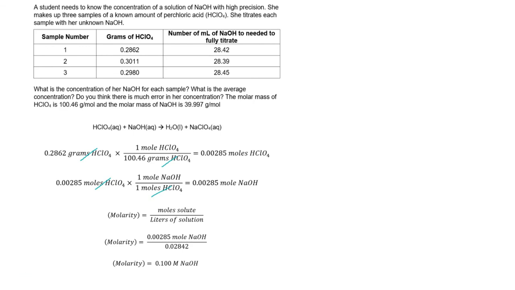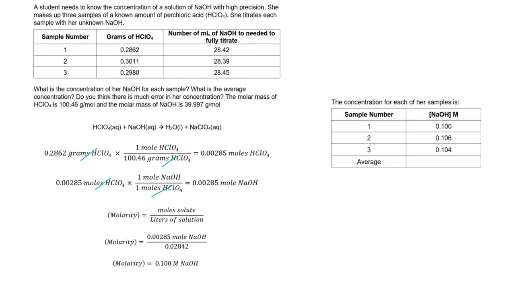We follow the exact same steps for sample 2 and sample 3. I will not bore you with rewriting all these equations again, just with slightly different numbers. Here is a table summarizing each of our concentrations. You can see here's 1, 2, and 3. We have done the first part of this question. We answered what is the concentration of sodium hydroxide for each sample. Now let's calculate the average concentration. Of course, this is fairly easy. Here is our average concentration.